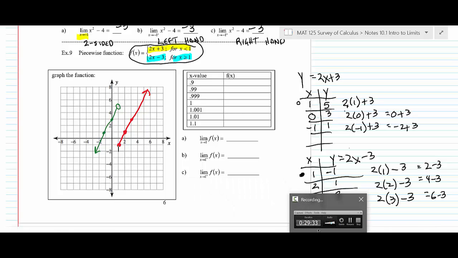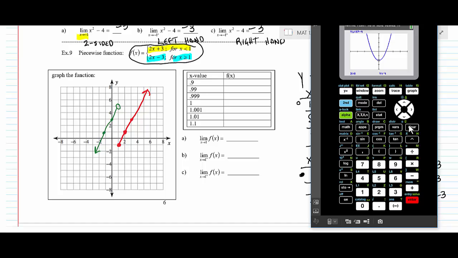And then this time, I'm not going to graph this thing. I'm not going to show you how to do that yet. But I'm just going to do this. Okay, so if we're working with 0.9, is 0.9 greater than 1 or less than 1? So where do you plug that 0.9 into? The top one or the bottom one? Top one, right. So we're going to do 2 times 0.9 plus 3. And then the same thing here. We're going to do 2 times 0.99 plus 3. And then 2 times 0.999 plus 3, like that.